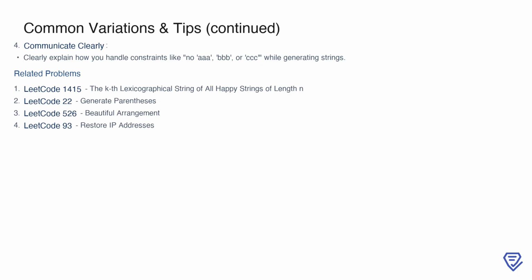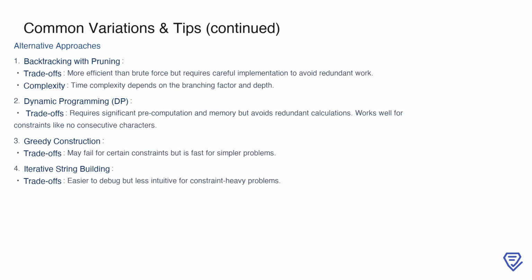LeetCode 1415, which involves finding the kth lexicographical happy string, is directly related and can help you understand the constraints better. LeetCode 22, generate parentheses, is another classic example of constraint-based string generation. Similarly, LeetCode 526, beautiful arrangement, and LeetCode 93, restore IP addresses, involve constructing valid outputs under specific rules. Exploring these problems can deepen your understanding and prepare you for variations in interviews. Finally, let's discuss some alternative approaches to solving this problem.